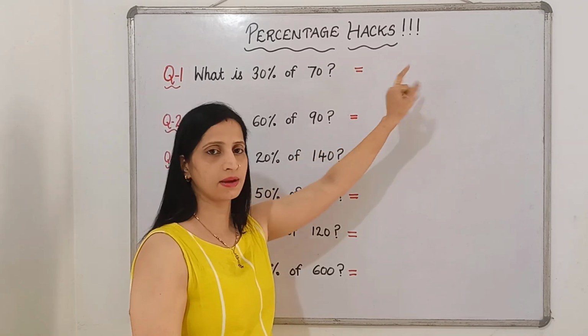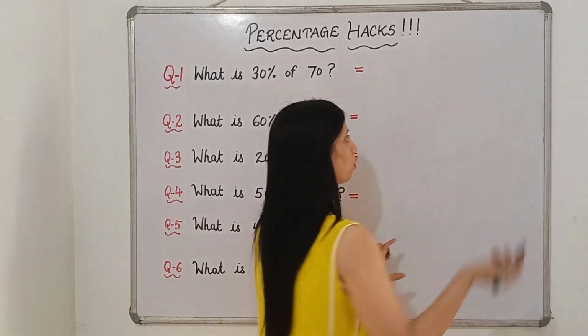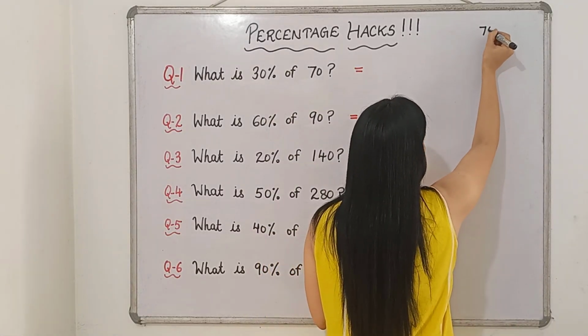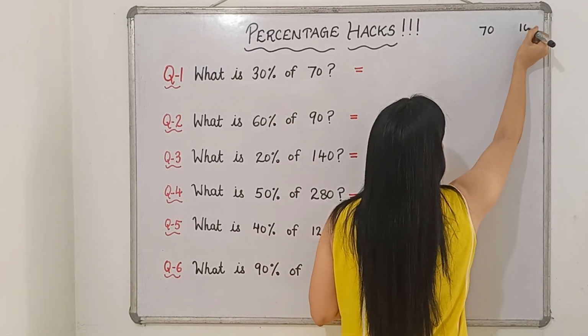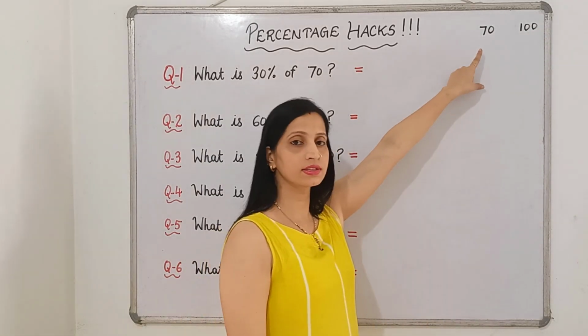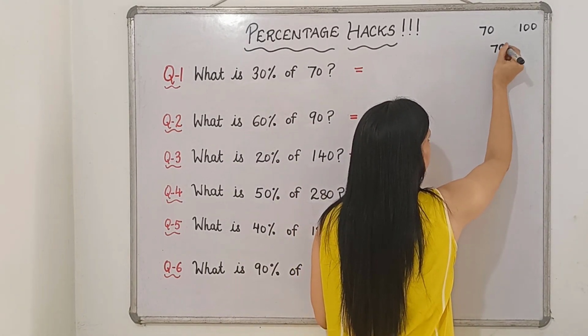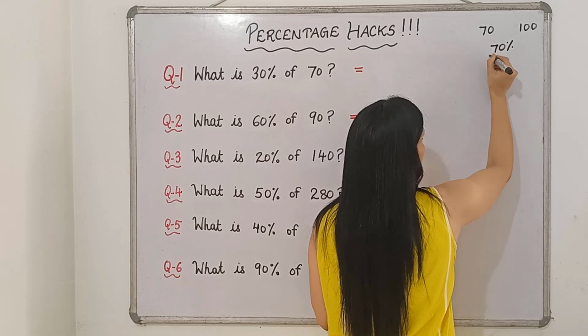Okay, so expressing anything as a part of 100, as a fraction of 100 is known as percentage. For example, let's take a simple example. Suppose you scored 70 marks in an exam that was of 100 marks. So what will be your percentage of marks in that particular exam? That will be 70%.